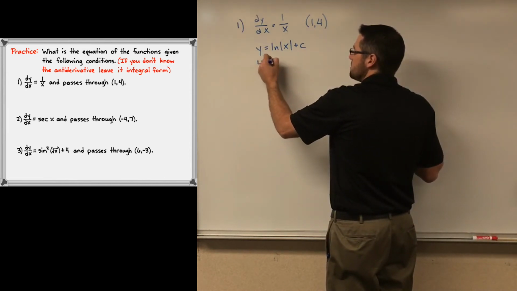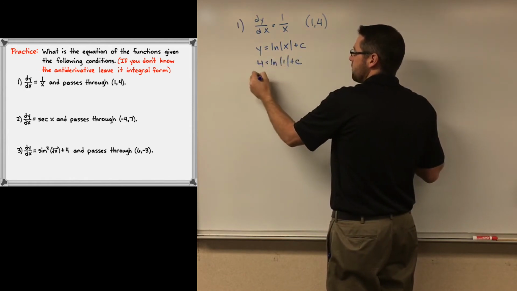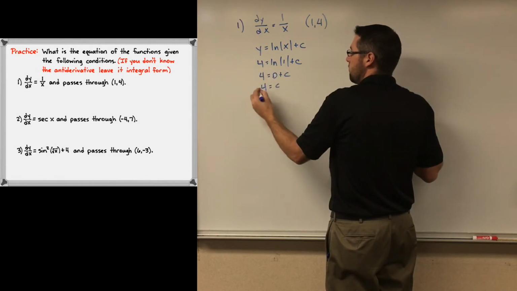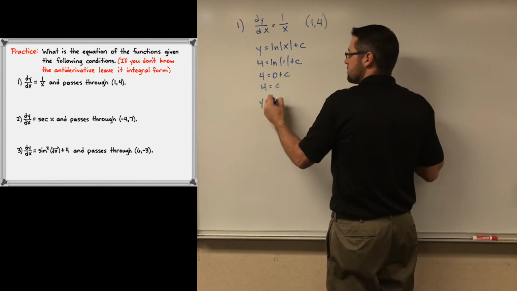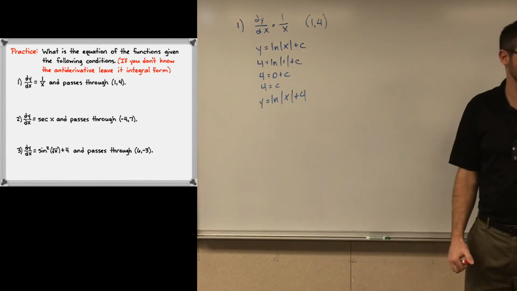So we say 4 equals the natural log of 1 plus c. What's the natural log of 1? 0. So c equals 4. So our answer is y equals the natural log of the absolute value of x plus 4. That's the traditional form, yeah?